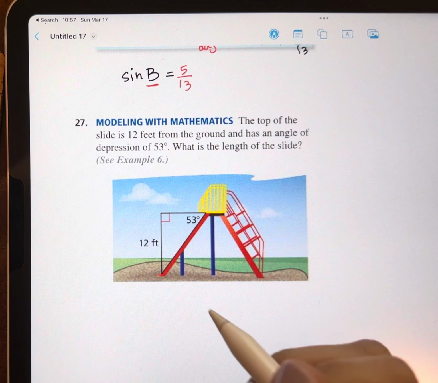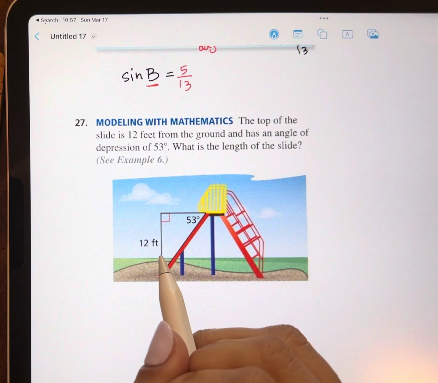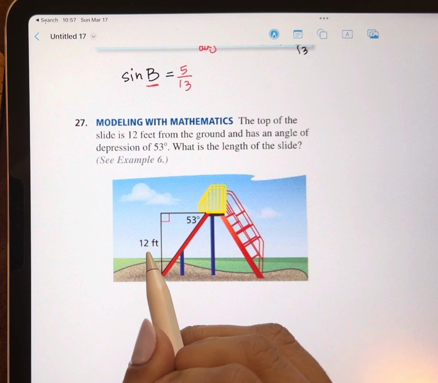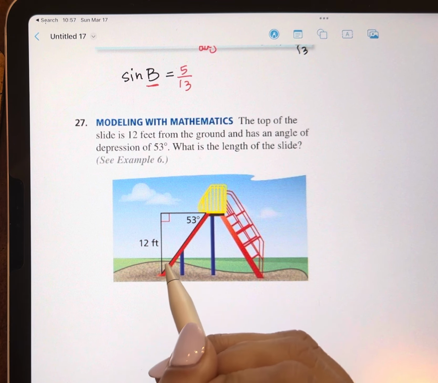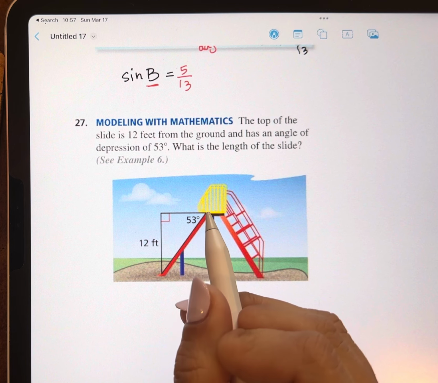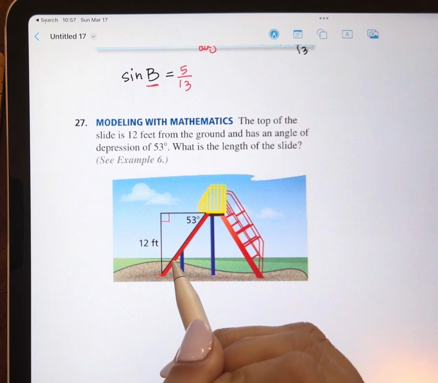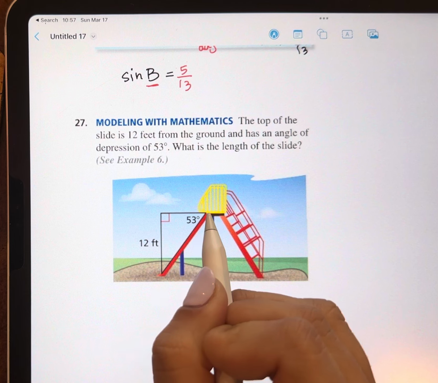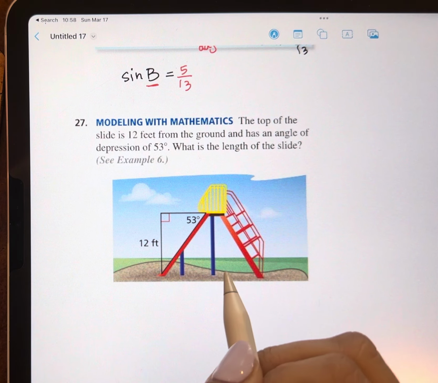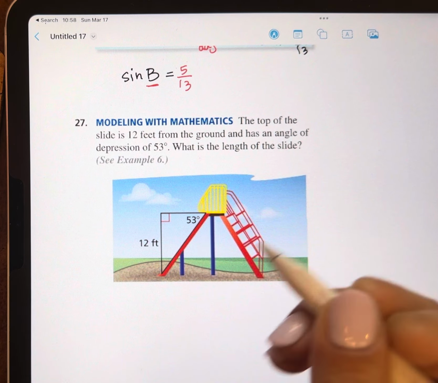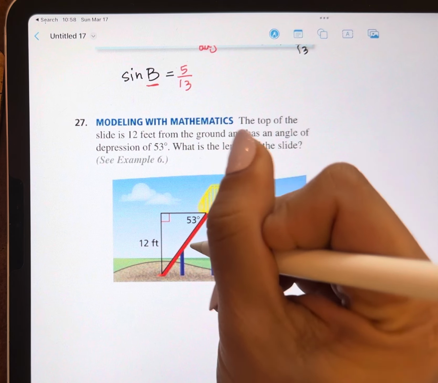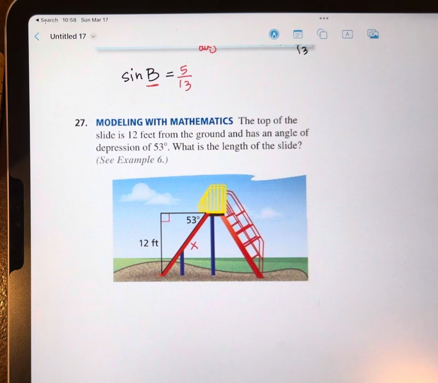Okay, the top of a slide is 12 feet from the ground, and has an angle of depression of 53 degrees. Angle of depression means the angle going down from a horizontal line. What is the length of the slide? This is the length of the slide. This is what we are trying to find, x.